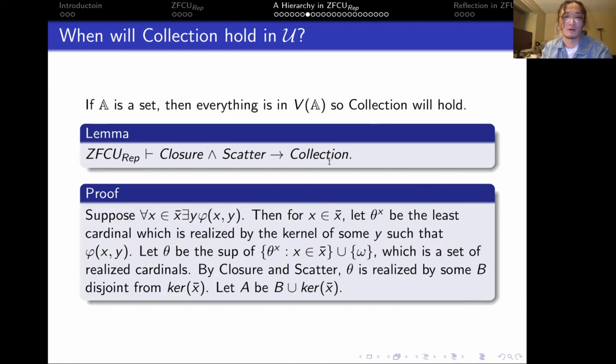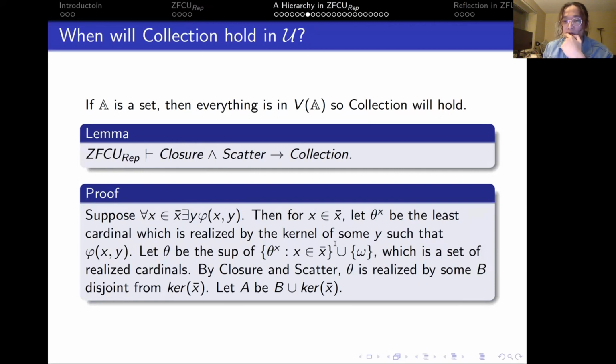I'll go through this argument really quick. Let's suppose closure and scatter hold, and for every x in X bar, there's some y such that phi(x, y). We want to find the Y bar that collects. Well, for every x in X bar, let kappa_x be the least cardinal which is realized by the kernel of some y such that phi(x, y). And let theta be the supremum of the set of these cardinals.